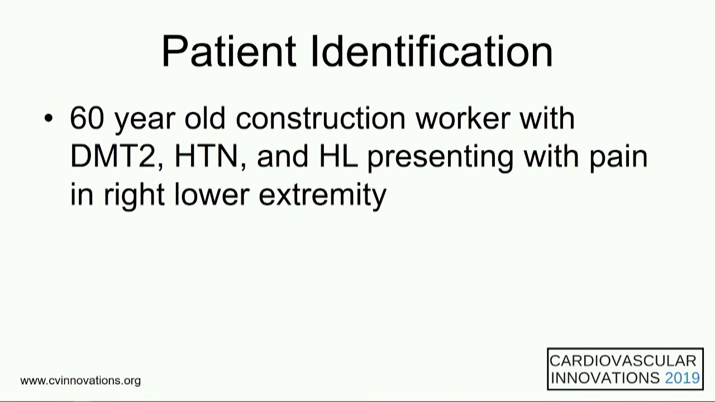By now, I'm going to go ahead and jump into the case because I figured right now plenty of data would have been presented. This is a case that was shared to us by our surgical colleagues at Duke. We have a 60-year-old construction worker with diabetes, hypertension, hyperlipidemia presenting with pain in the right lower extremity.